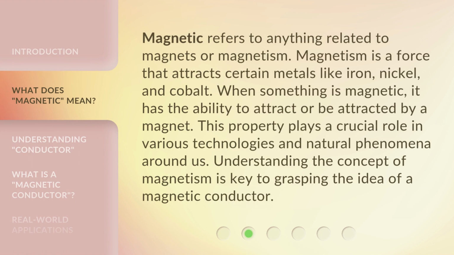Magnetic refers to anything related to magnets or magnetism. Magnetism is a force that attracts certain metals like iron, nickel, and cobalt. When something is magnetic, it has the ability to attract or be attracted by a magnet. This property plays a crucial role in various technologies and natural phenomena around us. Understanding the concept of magnetism is key to grasping the idea of a magnetic conductor.